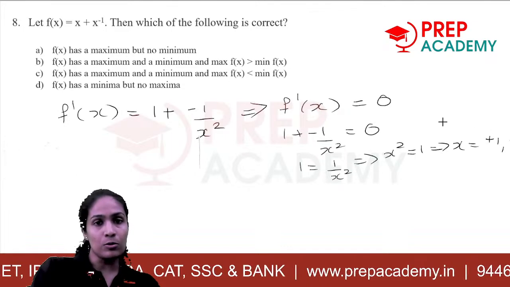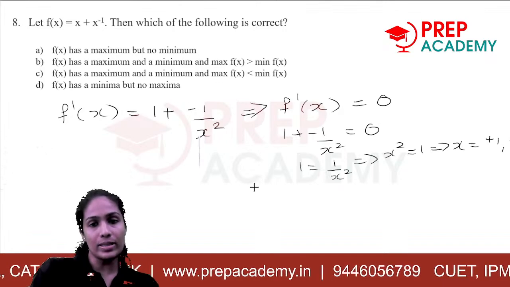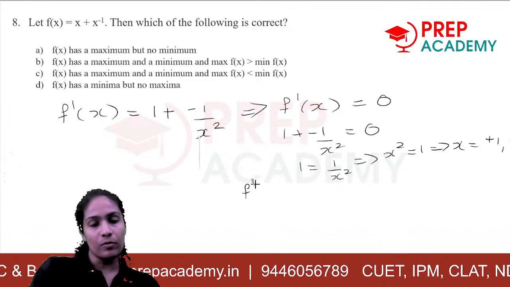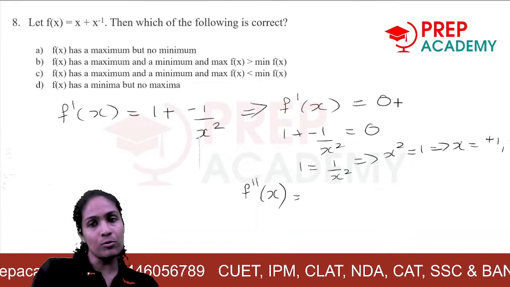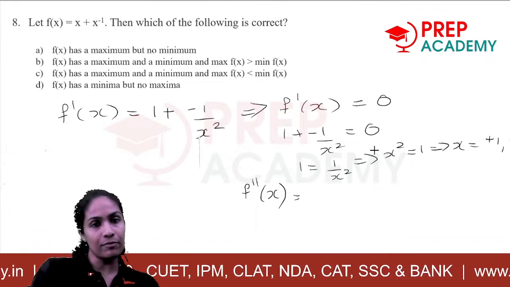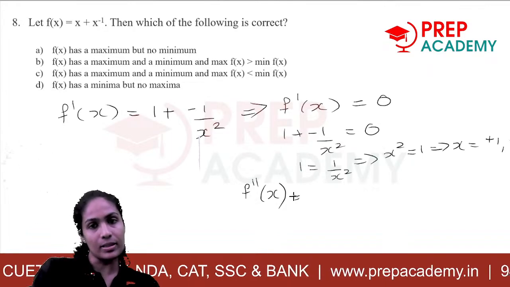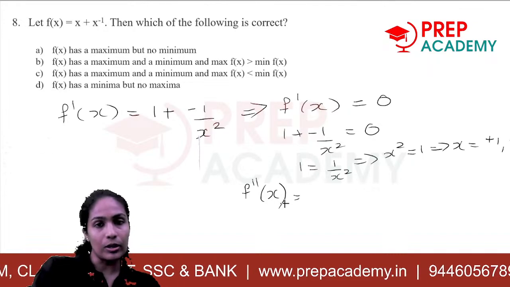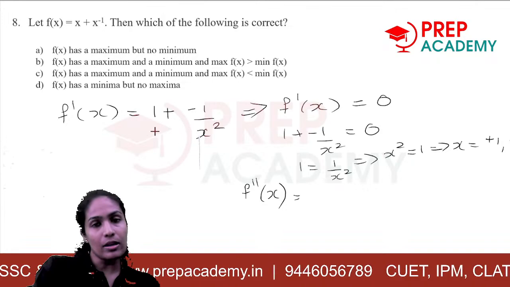So here the question is to check, all the options are about maxima and minima. So you have to find the second derivative now. If you are asked to find the maxima and minima, then find the first derivative, equate it to 0 and find the critical points. After that, find the second derivative. So the second derivative f''(x) means the second derivative. To find it, differentiate the first derivative again.